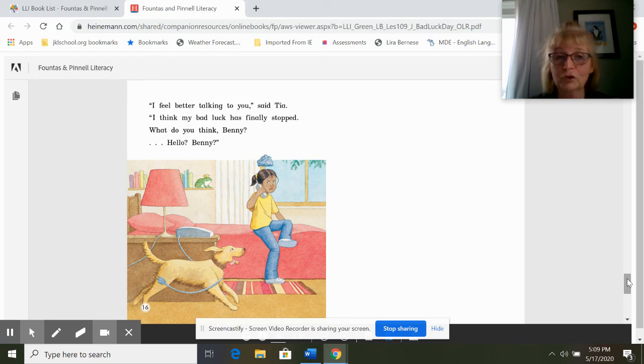Now, your job as a second grader is to write 3 or 4 sentences using words from the story to add details to show how Tia responded to the challenges in her bad luck day. What did Tia do? How did she handle it? Remember, as you write, you can use the book to help you.